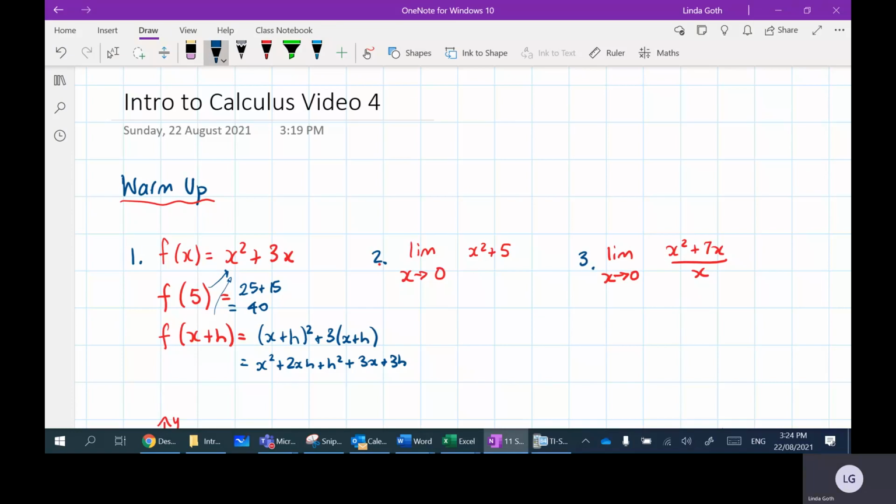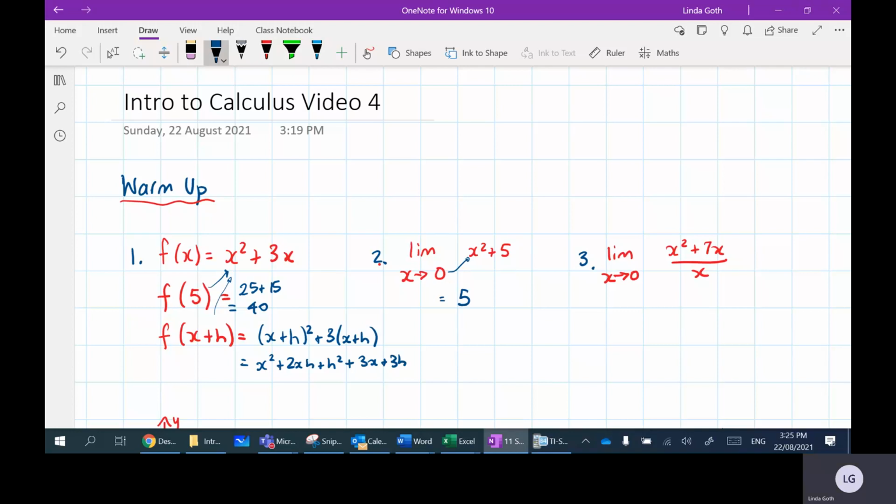Question number 2 asks us to find a limit as x approaches 0 for x squared plus 5. Now I can find this limit easily because I can just substitute that 0 in there. So this would equal 5. 0 squared plus 5 is 5.